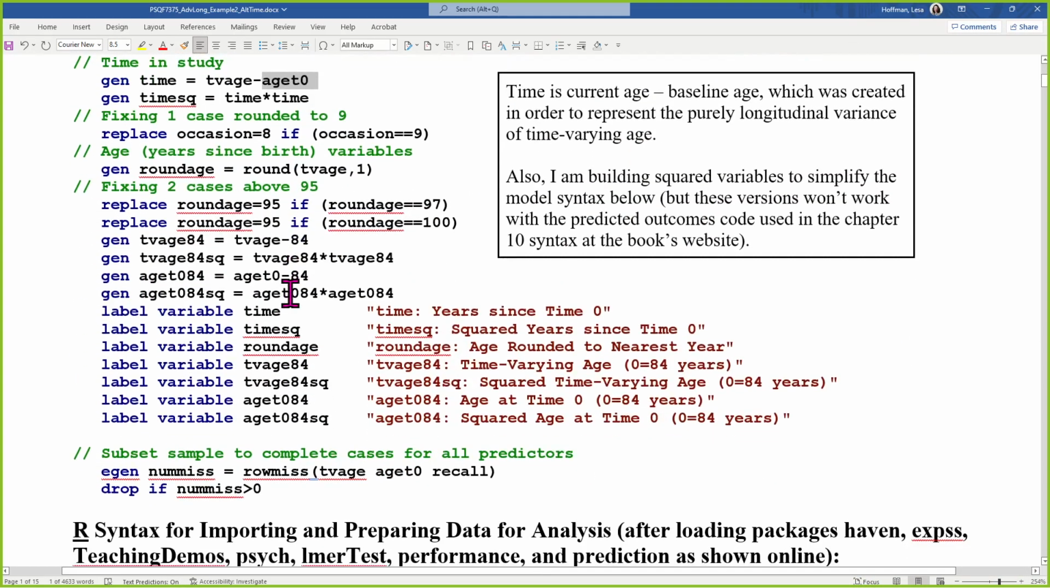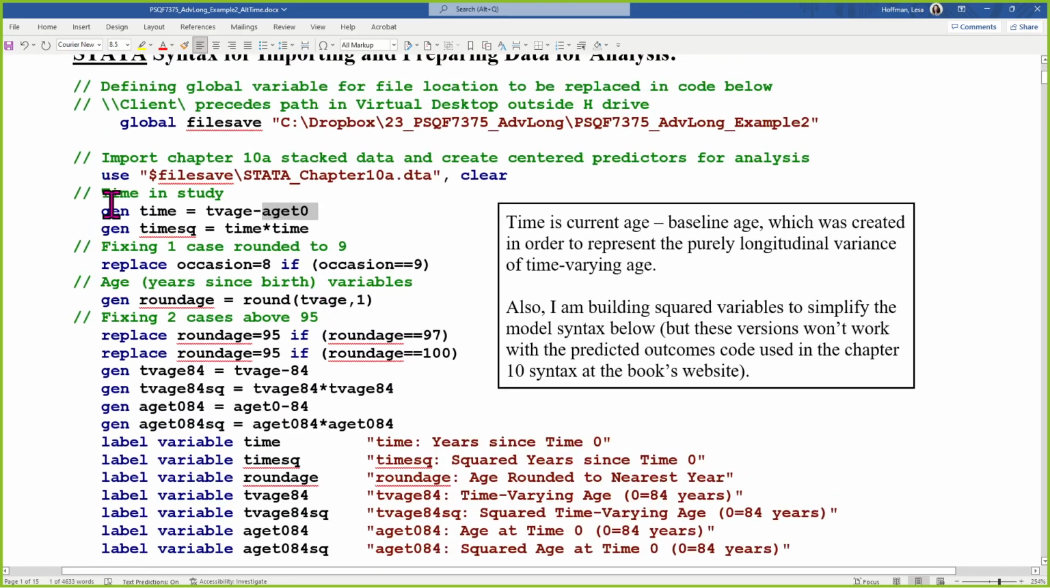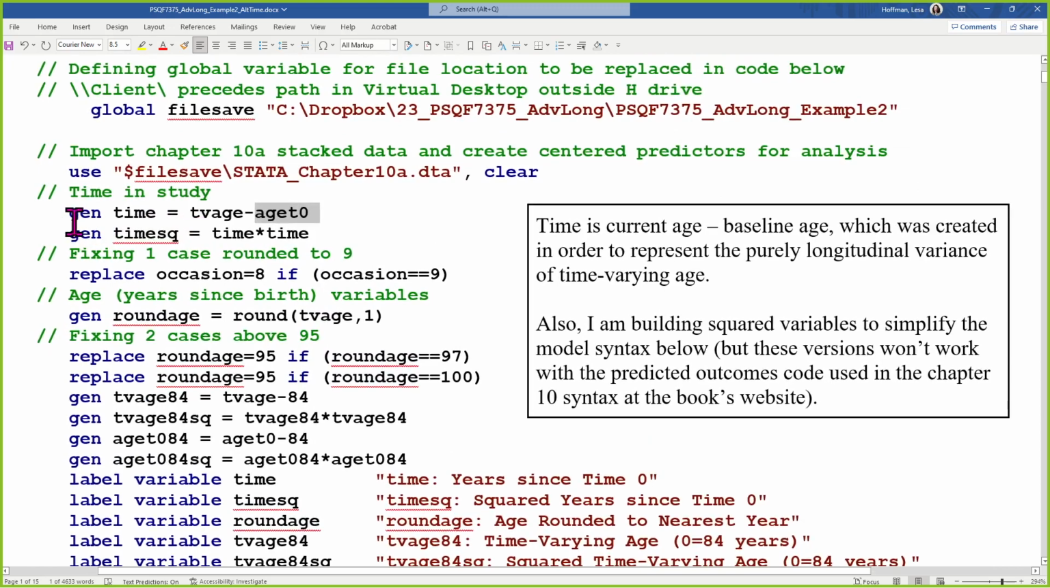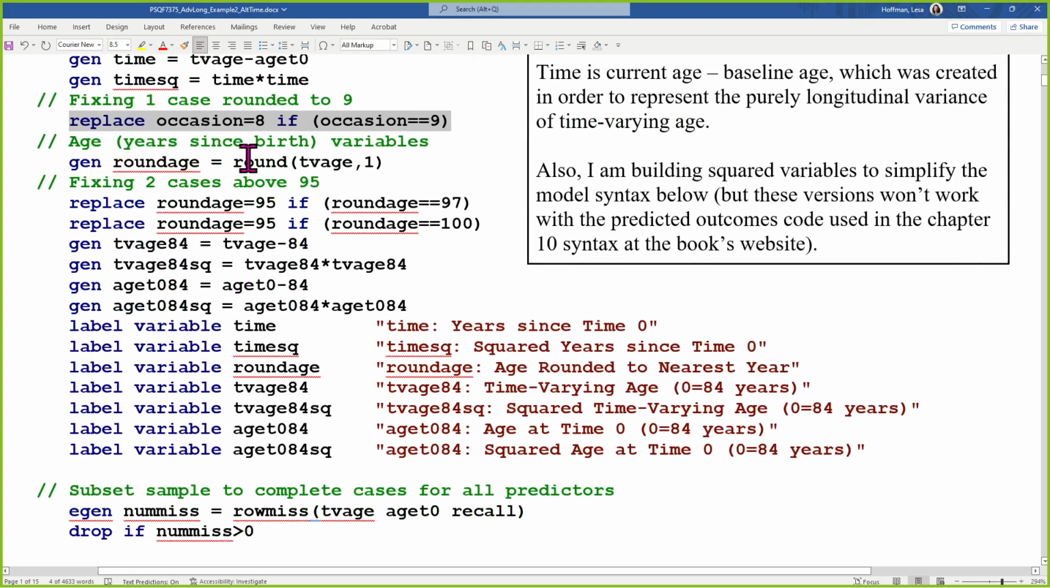So I made a couple of rounded variables so that I could make some pictures, just to get a sense of what the trajectories look like. We'll start with the Stata code here. I'm making time as time varying age minus age at time 0. I'm making a squared version because the formulas get really ugly otherwise, so I'm trying to make it a little bit easier to understand and read. Somebody rounded up actually up to occasion 9, so I put them back to 8 to make a picture. I did the same thing. I generated a variable called rounded age out of time varying age rounded to the nearest year. I'm not modeling with these, I'm just making pictures, okay?